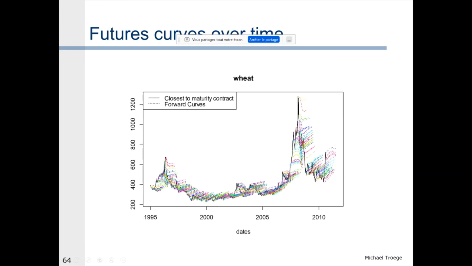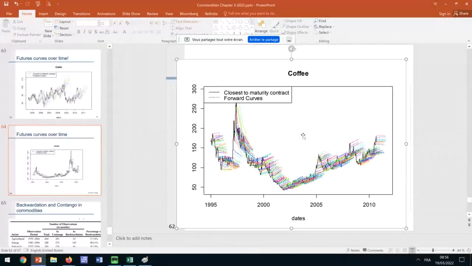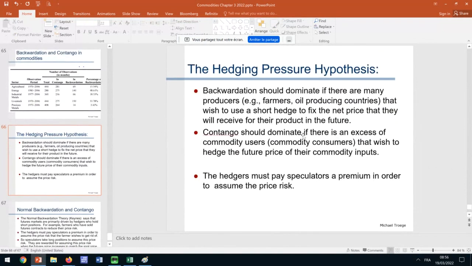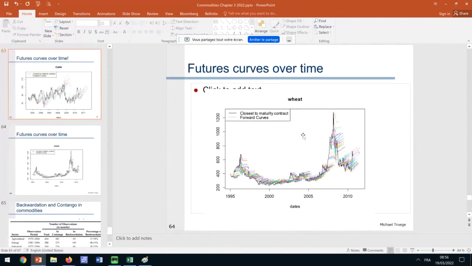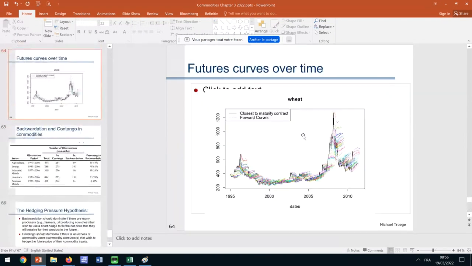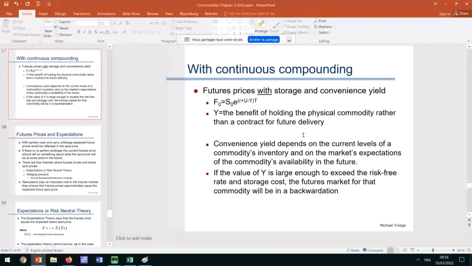Now what does it mean? What does it mean for the price? What is going on here? There's something missing here.